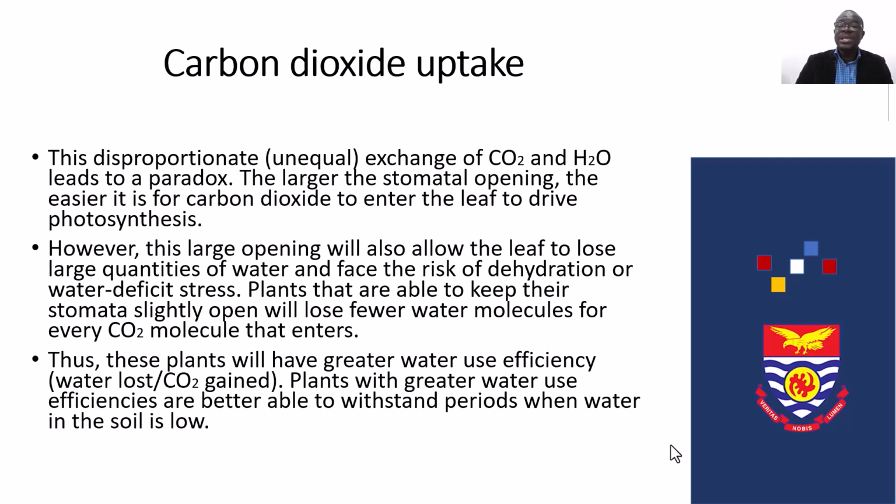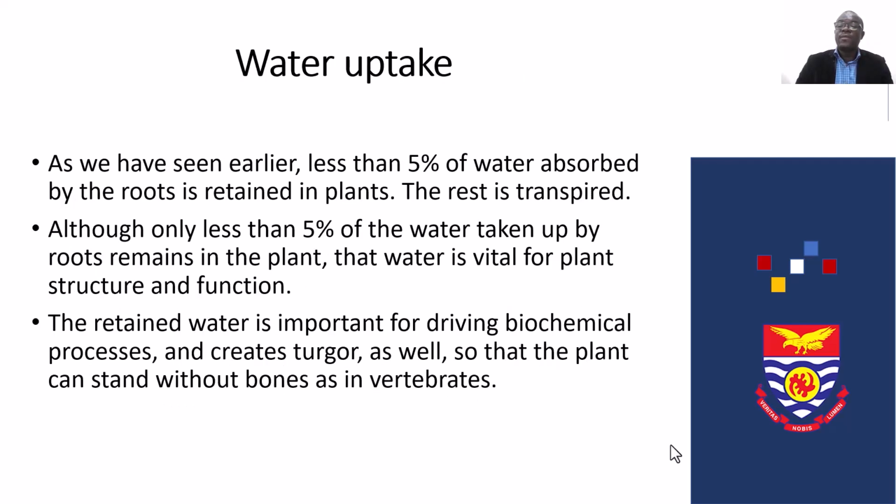Plants that are able to keep their stomata slightly open will lose fewer water molecules for every carbon dioxide molecule that enters. Thus, these plants will have greater water use efficiency. Plants with greater water use efficiencies are better able to withstand periods when water in the soil is low. As we have seen earlier, less than 5% of water absorbed by the roots is retained in plants; the rest is transpired. Although only less than 5% of water taken up by roots remains in the plant, water is vital for plant structure and function.